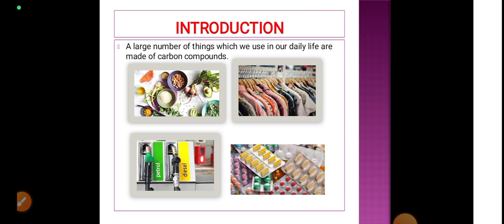Apart from that, on the screen you can also see carbon is a vital and necessary element in drugs, medicine, clothing, and in fuels that we use every day: LPG, CNG, and of course petrol and diesel, kerosene. It is also an important component of food that we eat. Hence, it becomes very necessary to know about carbon as a chemistry student.